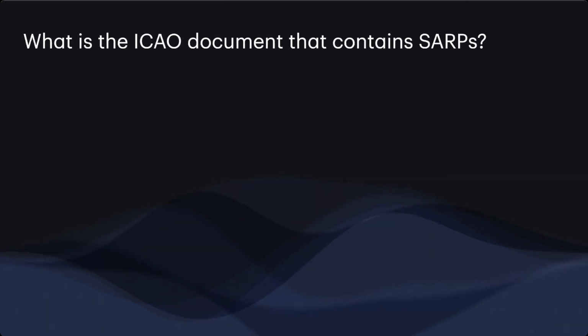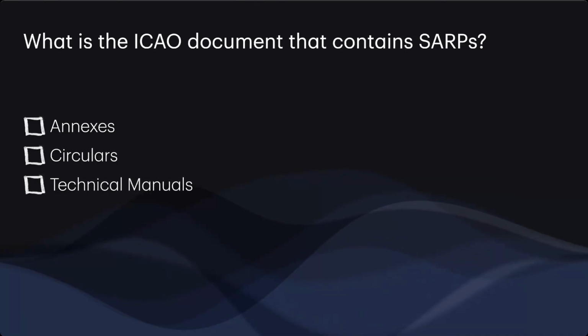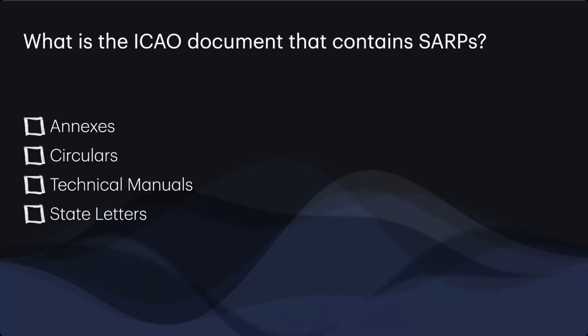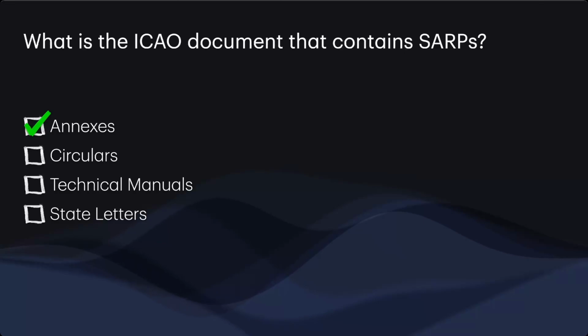The next question is, what is the ICAO document that contains SARPs? This stands for standards and recommended practices. If you remember, we had studied that ICAO has several publications. It has technical manuals, it has PANS, it has the SUPs, and the regional documents. Out of these documents, which is the document that contains the SARPs? Is it annexes, the circulars, the technical manuals, or the state letters? The correct answer is annexes, because they contain standards and recommended practices. Some of these annexes do not contain both, but if you talk about all the annexes together, annexes 1 to 19, they contain standards and recommended practices.